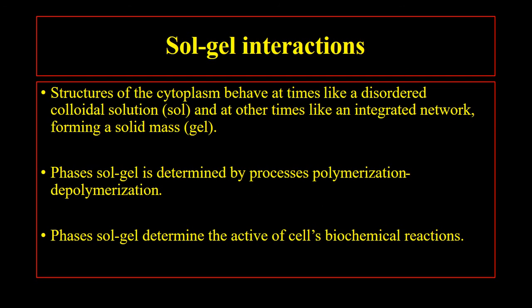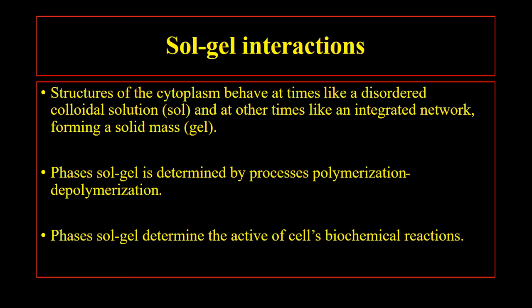We must say that the cytoplasm has some cell-cell interactions. The structure of the cytoplasm behaves at times like a disordered colloidal solution, or sol, and at other times like an integrated network forming a solid mass, or gel. The phase of the cell is determined by the processes of polymerization or depolymerization.